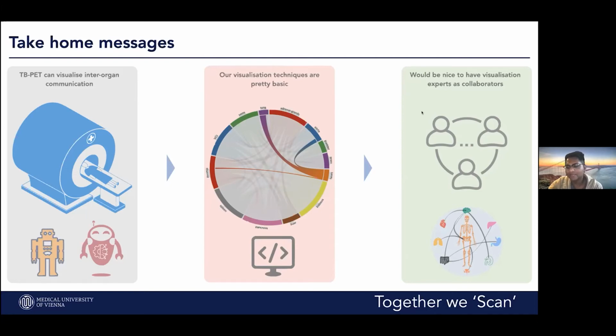So as a take-home message, I really would like to say that it would be nice to have some visualization experts as collaborators, because you know more than us, because we are pretty much imaging experts and engineers.